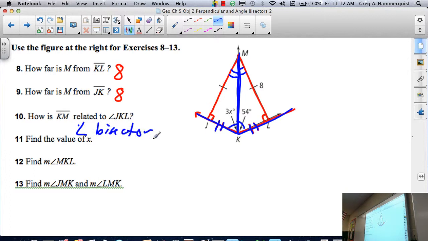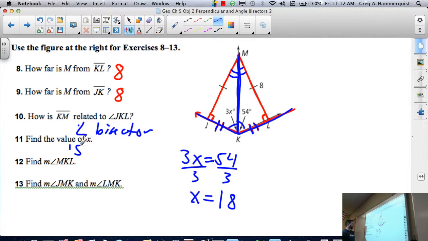So now they want us to find the value for X in number 11. Well, that should be pretty easy. Because it's an angle bisector and these two angles are congruent, 3X has to equal 54. Divide both sides by 3. And X equals, if I'm not mistaken, I am mistaken, X is what? 18. 18, there you go. Thank you, Mr. Stearns. X is 18. Find the value of X, 18.